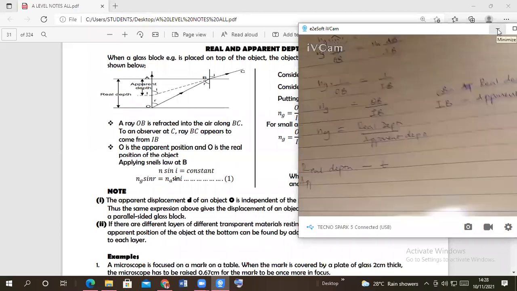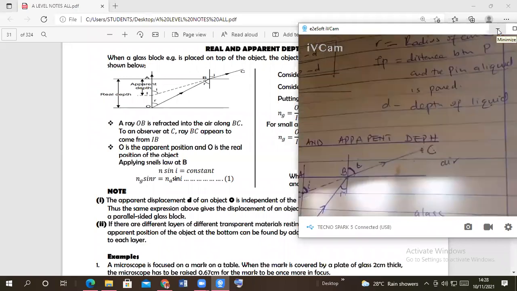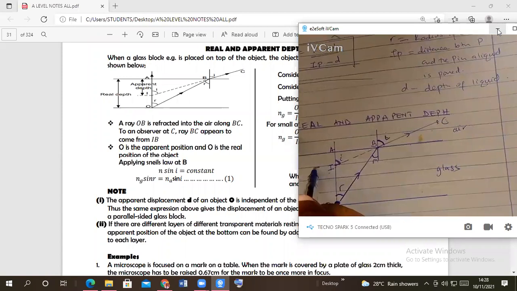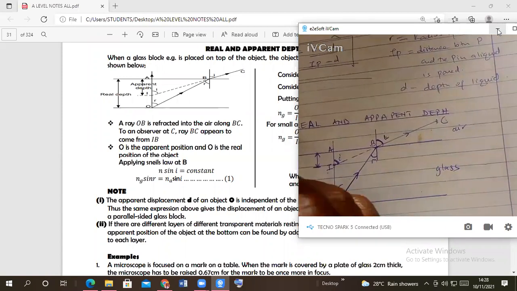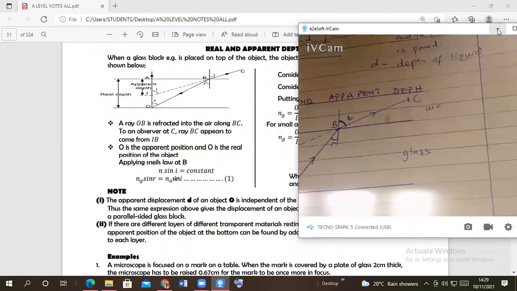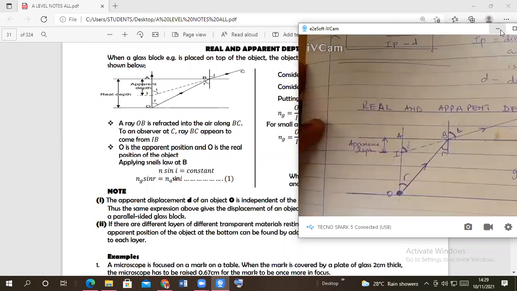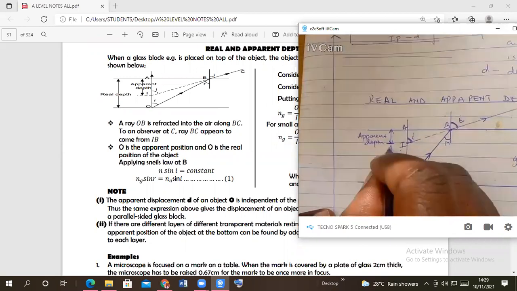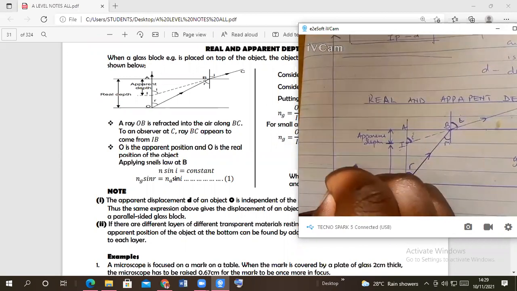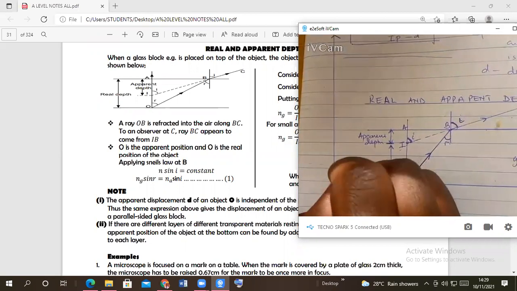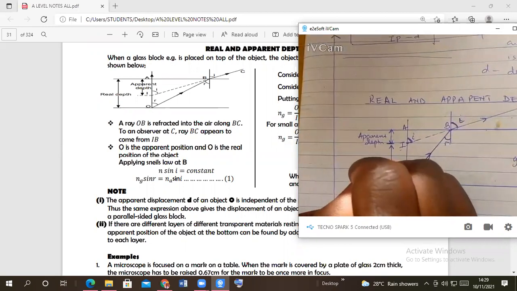If I may go back to my diagram here and show you what I'm talking about. We are talking about this distance. You see, this distance here is what we call the apparent depth. And this distance, which is here, is what we call the displacement.